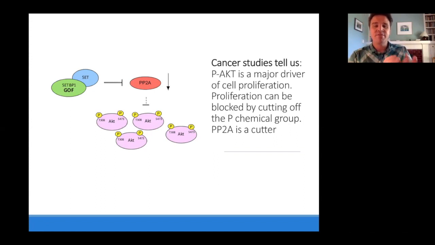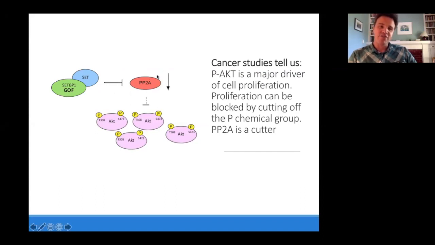And what's amazing about this gene, again, this is all cancer stuff from even the 70s and 80s, what's amazing about AKT is that if this chemical group, which I just call P, attached to it, and these numbers just reflect different sites in this AKT protein, if those aren't there, the cell does not divide. So it's a very powerful driver of cancers and just how cells proliferate. And what's interesting is that this chemical group can be cut off by a different protein.